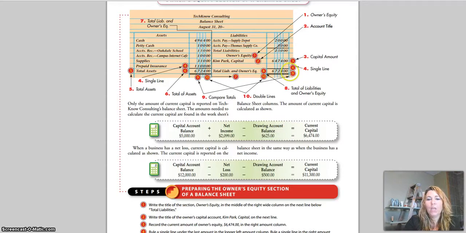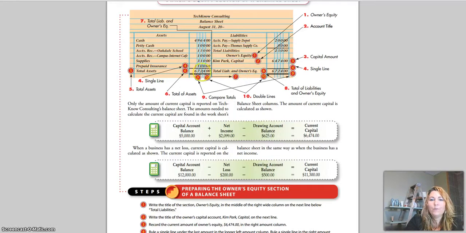Now, if you had had a net loss, you would have taken your capital balance from the trial balance. This is just an example down here of one who had a net loss. So they had in their capital account, they already had $12,000. They lost $200, so we're subtracting. And they had already taken out $500, so we subtract the $500 from their drawing, leaving their current capital. So basically, take your capital plus your net income or minus your net loss, minus your drawing to get your current capital. So we have our current capital listed here.